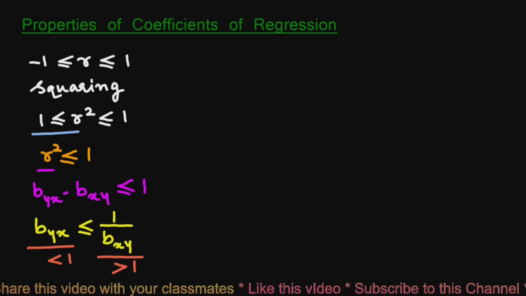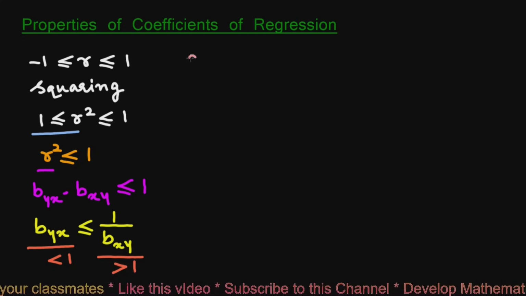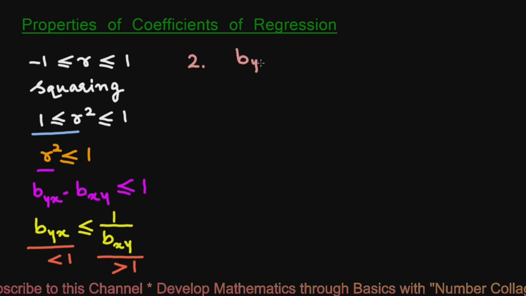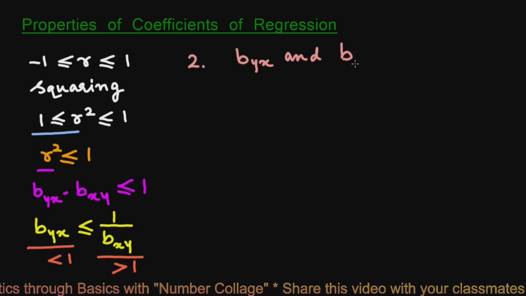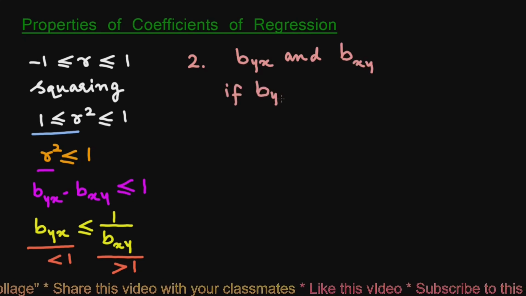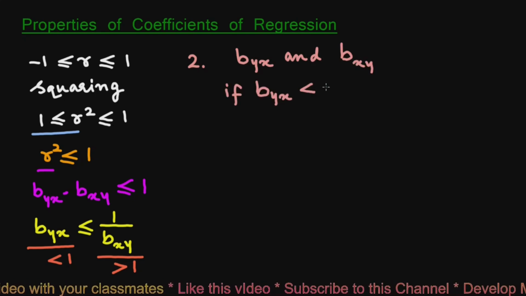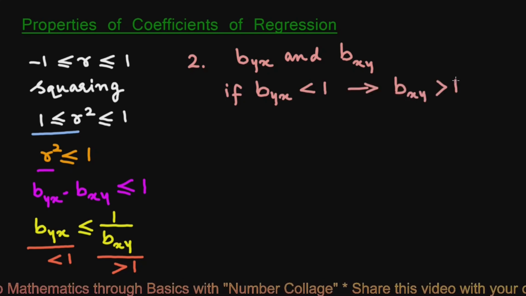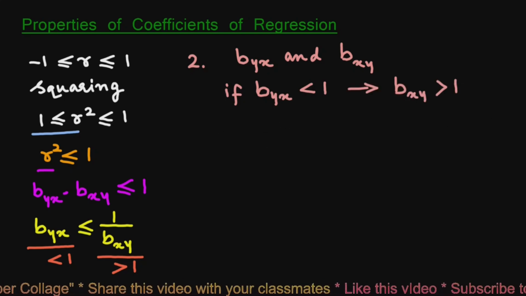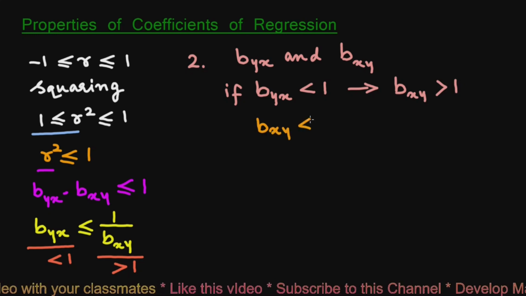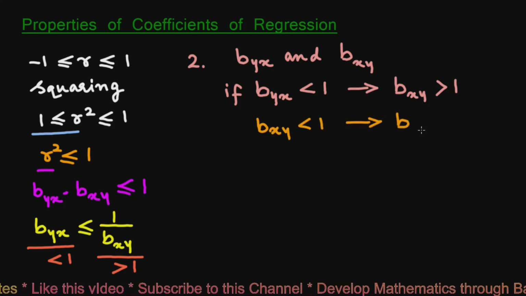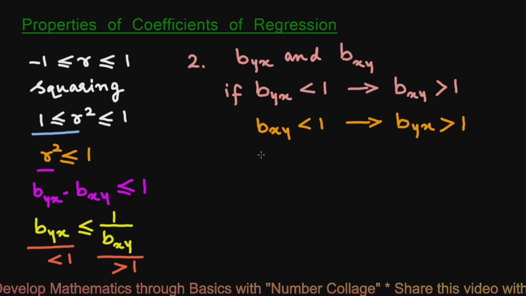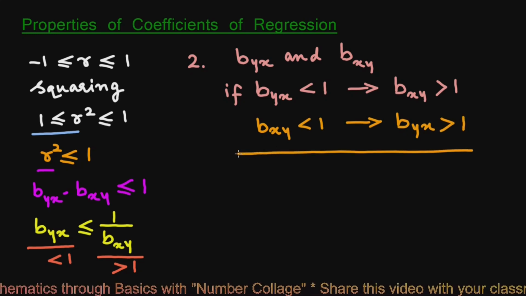So this gives us the second property of coefficients of regression. If amongst byx and bxy, byx is less than 1, then bxy is greater than 1. Similarly, if bxy is less than 1, then byx is greater than 1. So this is the second property.